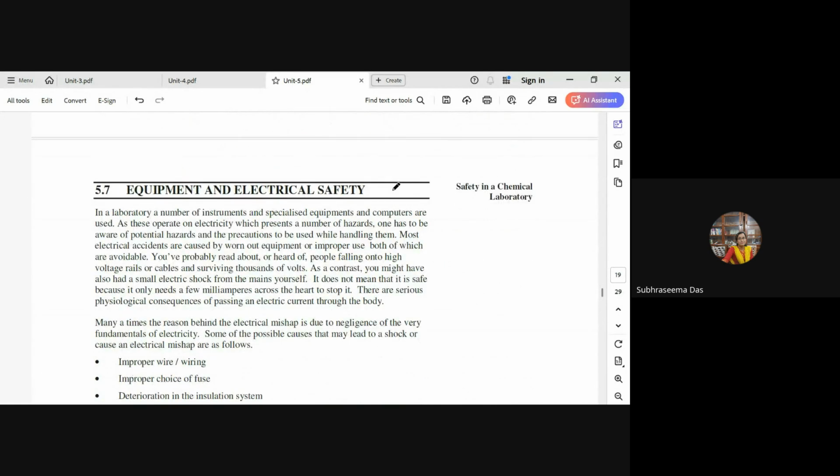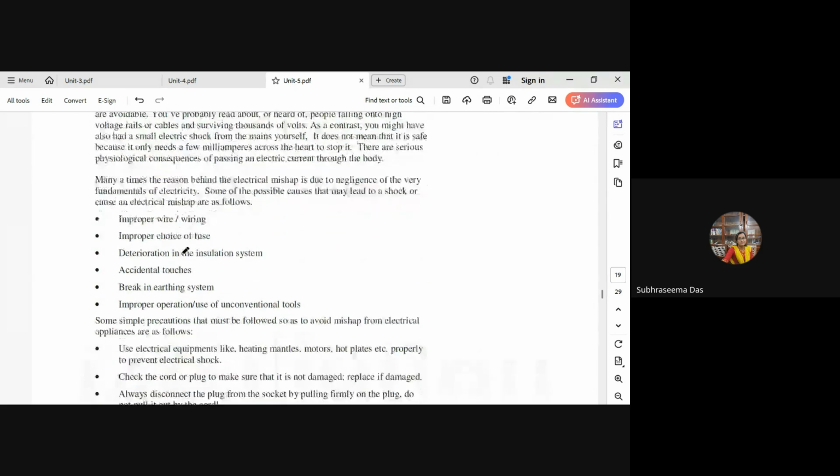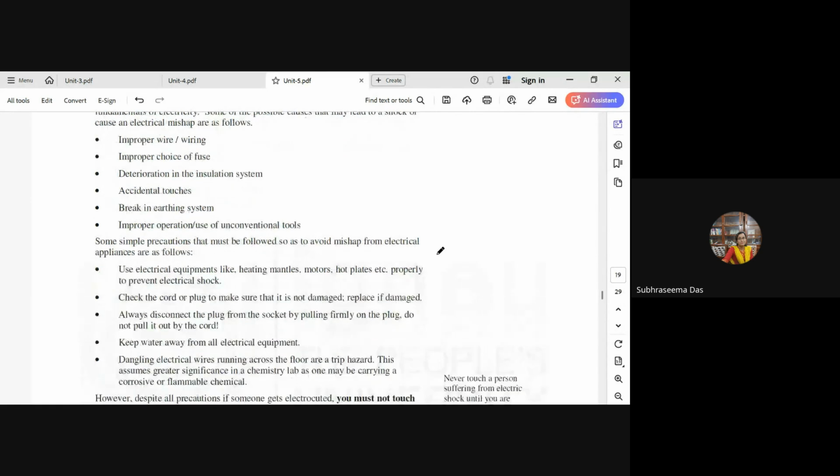Then coming to equipment and electrical safety. Many times accidents happen due to electrical mishaps. Some of the possible causes of an accident in the chemical laboratory are improper wiring, improper choice of fuse, deterioration in the insulation system, accidental touches, breaks in the earthing system, and improper functioning or operation of conventional tools.